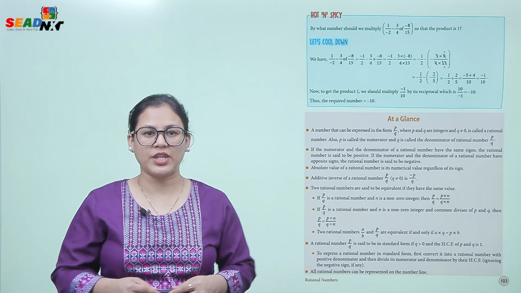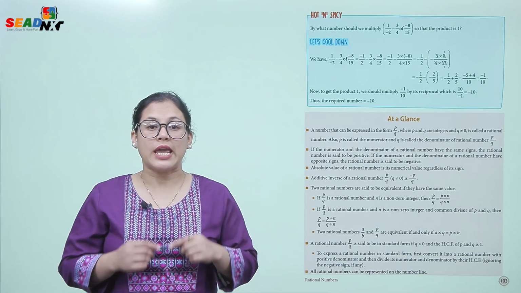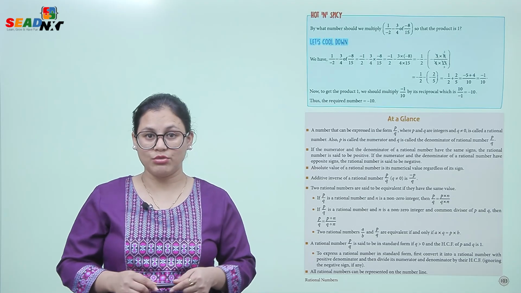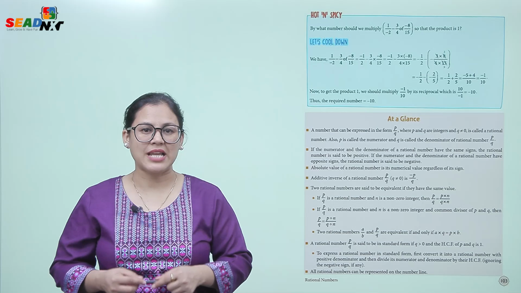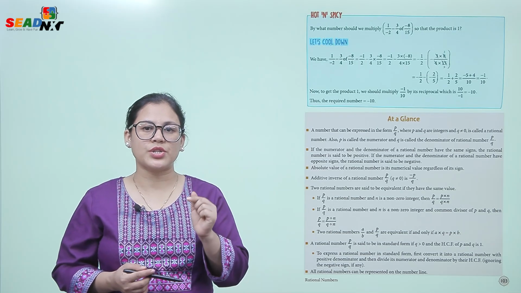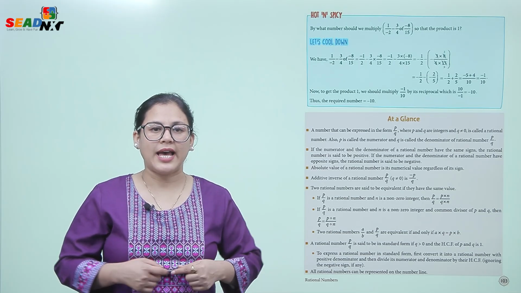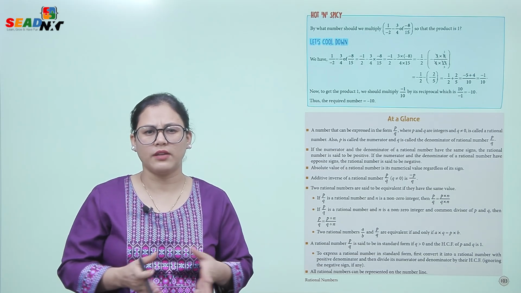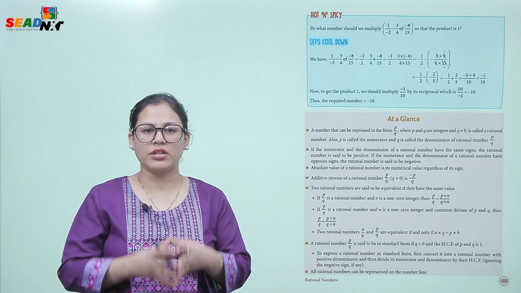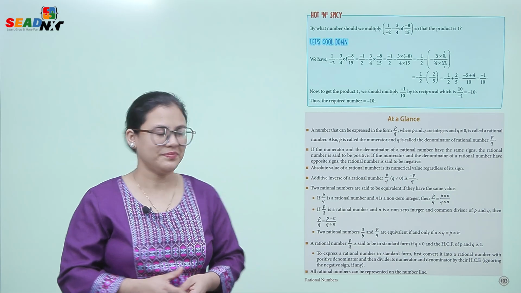A rational number p by q is said to be in standard form if q is greater than 0 and the HCF of p and q is 1. To express a rational number in standard form, first convert it into a rational number with positive denominator and then divide its numerator and denominator by the HCF, ignoring the negative sign if any. All rational numbers can be represented on the number line.